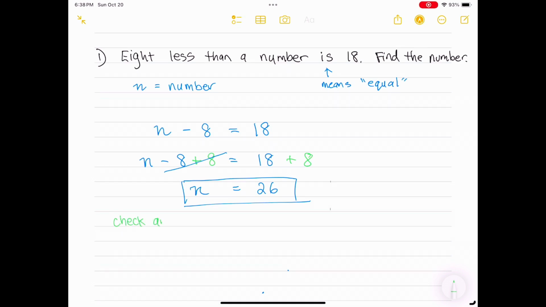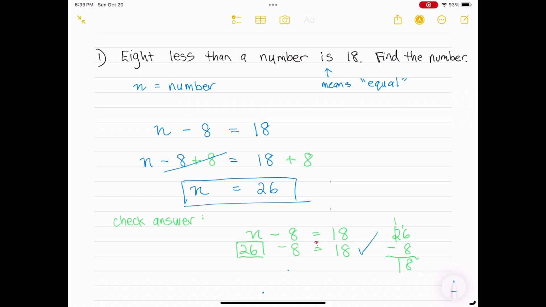We check our answer. We go back to the original equation, n minus 8 equals 18, and we plug in 26 for the number n. Does 26 minus 8 equal 18? I do that calculation on the side, or in real life, I would use a separate piece of scratch paper. And I find that 26 minus 8 does equal 18, and so the solution is correct.